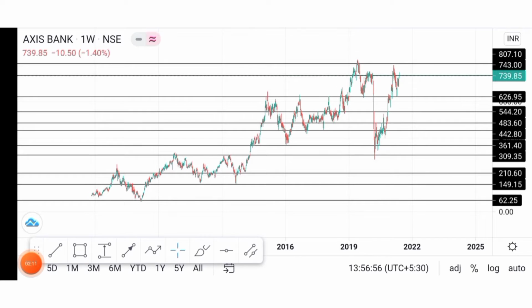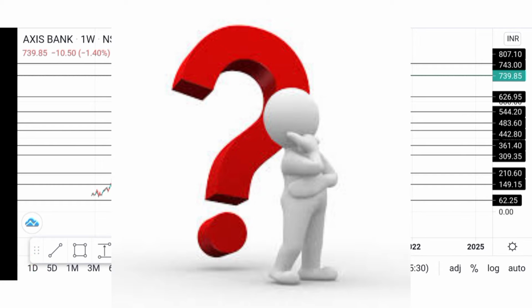so that you can get some obvious levels to trade in stocks. So now the question is, how do we draw it? Come on, let me show you something.